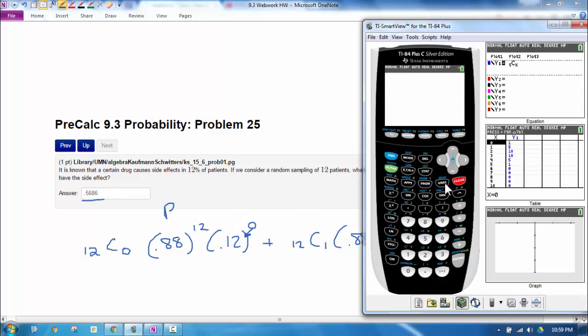In order to do this one in your calculator, there's different ways to do it because these are symmetric, like I said, but the way I got it to work is, in this case, 12 trials, probability of success, this time I'll do 0.12. So we just want to do 1 because we want to add up the first 2 terms, 0 and 1. And that should give you the right answer of 0.5686.